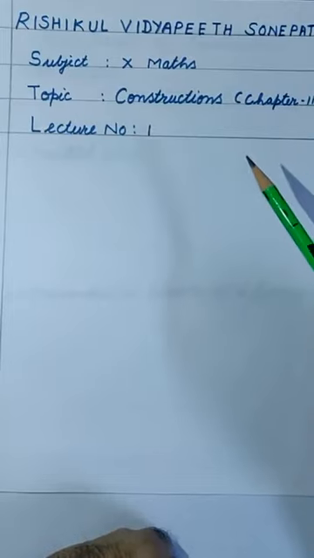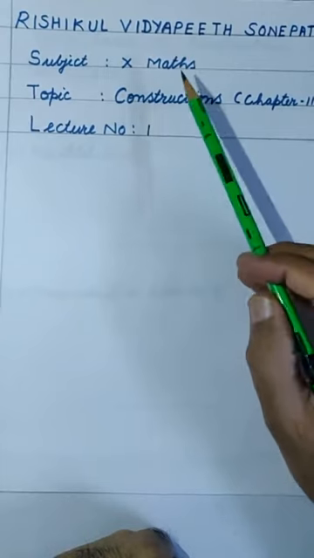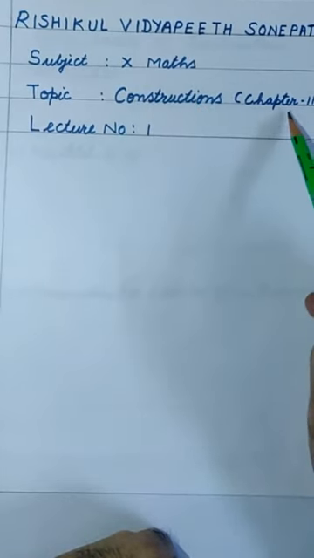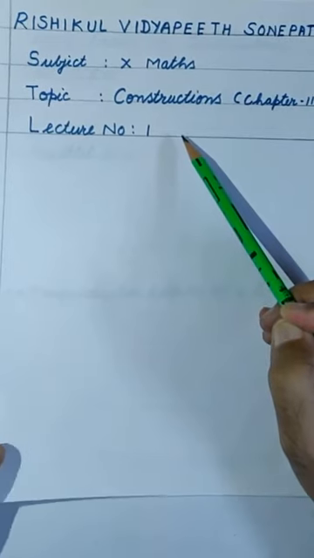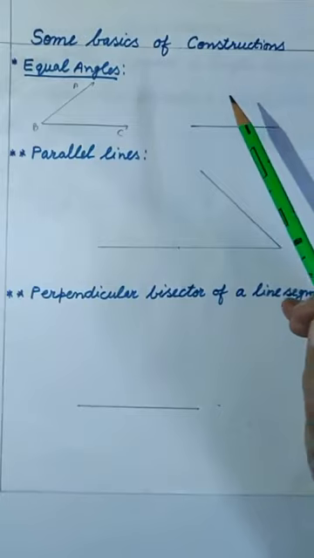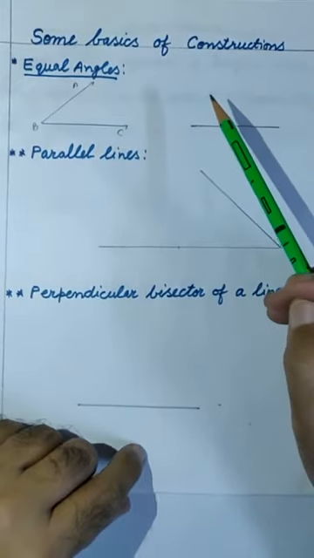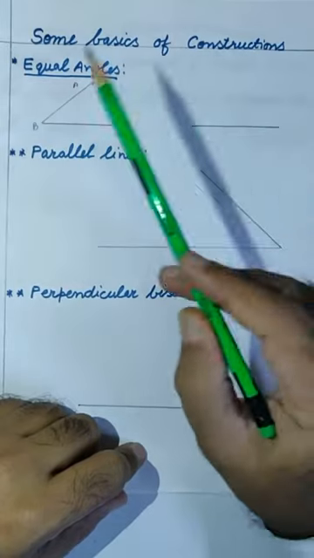Good morning students. Today we are going to discuss the chapter Constructions of 10th mathematics. This is chapter 11. It is a very important chapter from the board point of view. You will get at least one question there. Before starting the exercise questions, we are going to do some basics of construction.